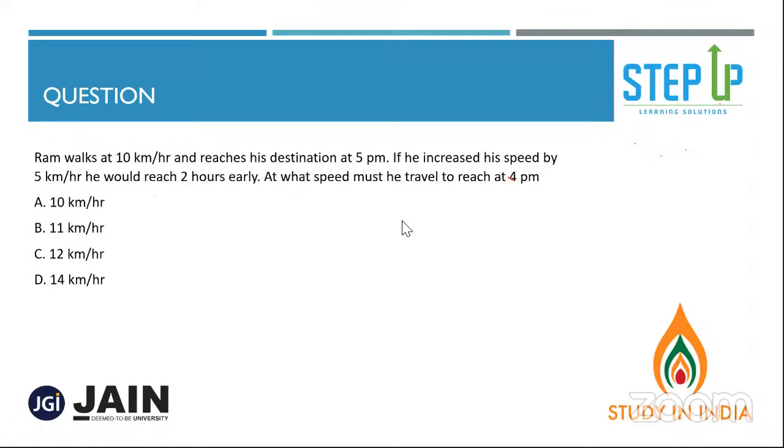Okay. So Ram walked at 10 km per hour and reaches his destination at 5 p.m. If he increased his speed by 5 km per hour, he would reach 2 hours early. Right? Okay. Again, I'll take the LCM of 10 and 10 plus 5, because he increased his speed by 5. So again, distance is constant. I'll take the LCM of 10 and 10 plus 5, that is 15. What is the LCM of 10 and 15?